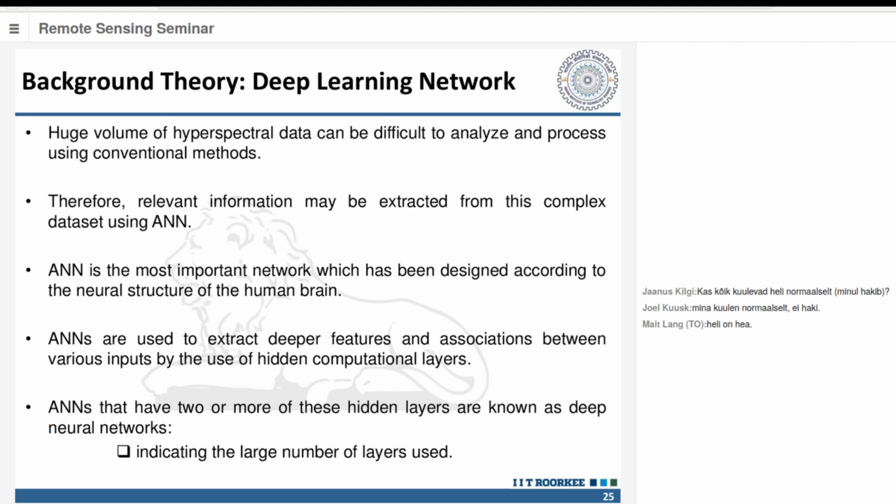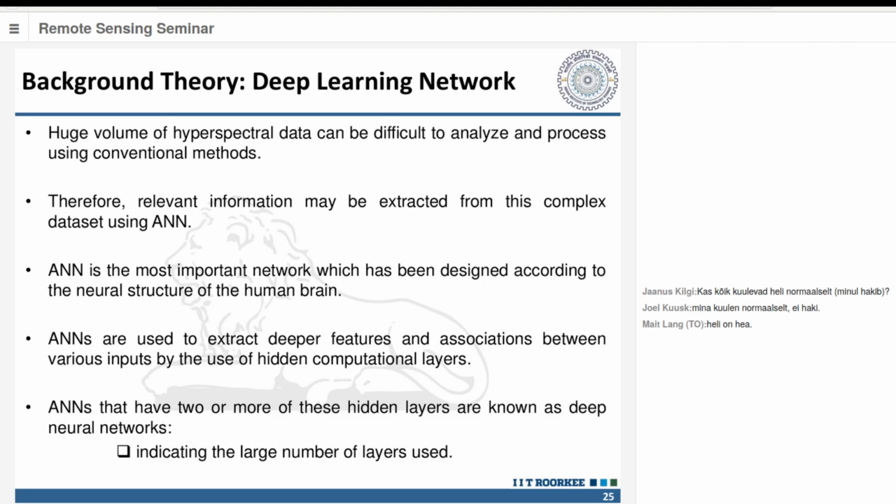And then the deep learning network, which I have utilized in this work. A huge volume of hyperspectral data can be difficult to analyze and process using conventional methods. Therefore, relevant information may be extracted from this complex dataset using artificial neural networks, which are the most important networks, designed according to the neural structure of the human brain.